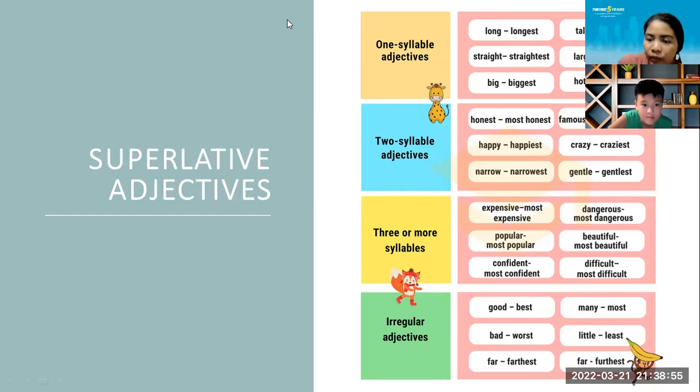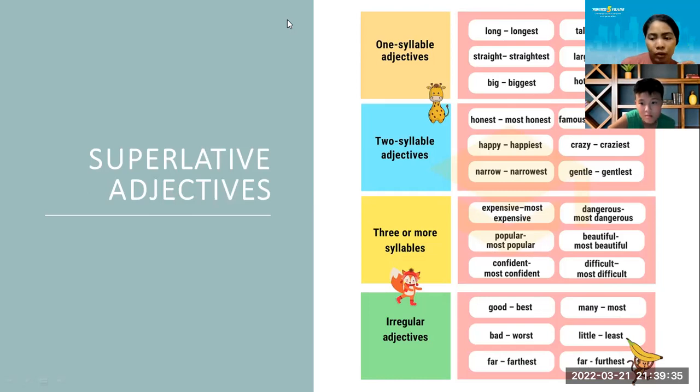Okay, one syllable adjective. So what is that? One syllable, you will add E-S-T after the word. For example, long. You add E-S-T so that it becomes longest, hottest. Two syllable adjective, for example, honest. So we have most honest, okay?